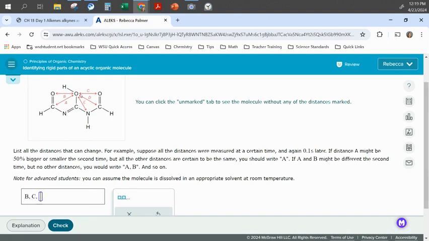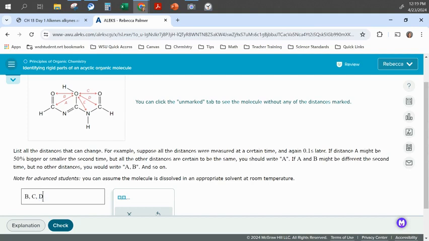D is the distance between this oxygen and carbon bond. If we look at the trapezoid, that's a single bond. So that can rotate. So that can spin. So the carbon can end up over where the hydrogen is. So that D is going to change.